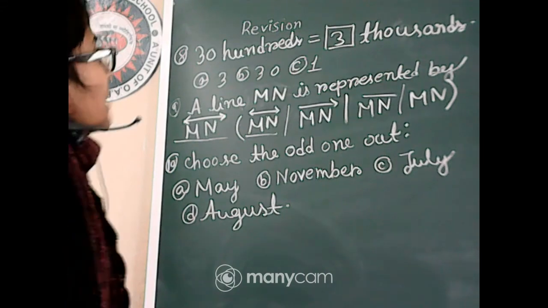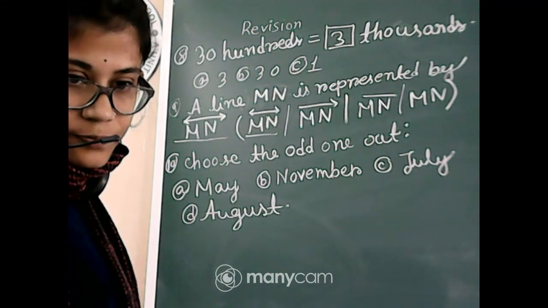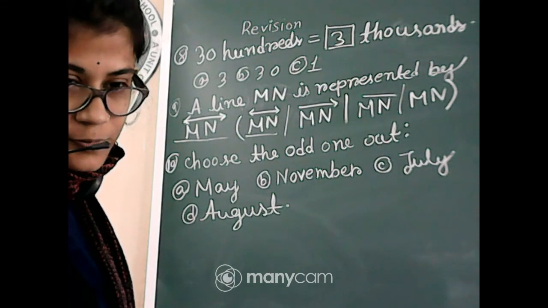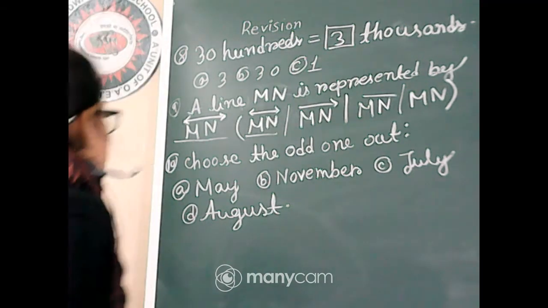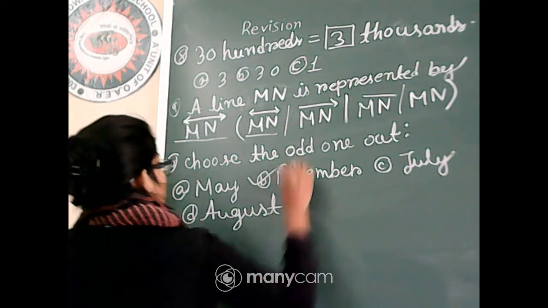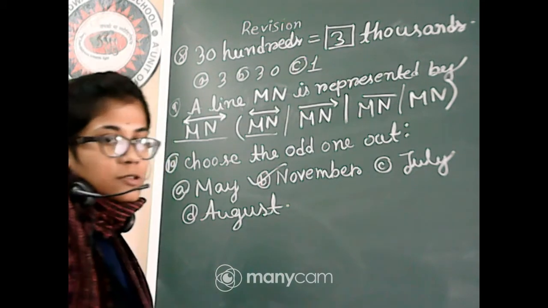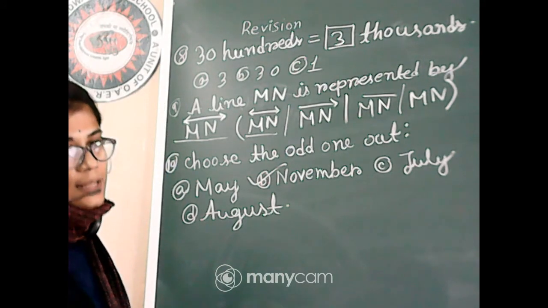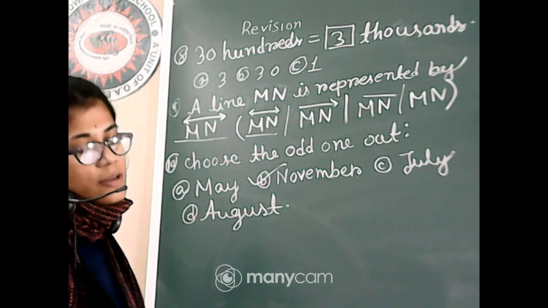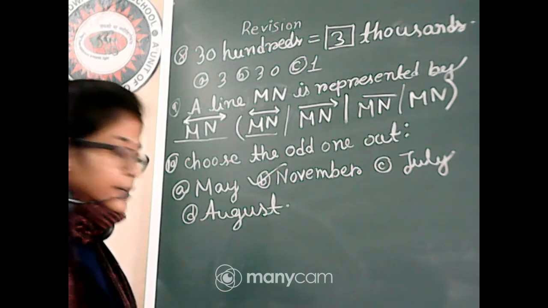You have to tell me. November. Very good. Why November? Because May, July and August, all those 3 months have 31 days except November, because November has only 30 days. Very good.